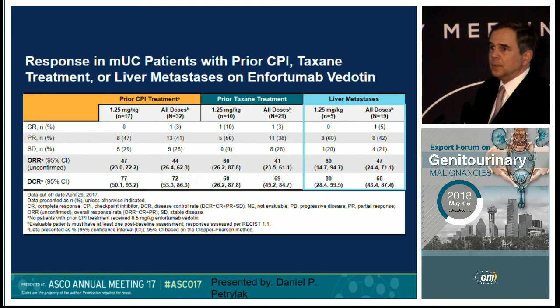Now, interestingly, we have one woman who has now been on treatment for more than 2 years. She presented with hepatic metastases. She is active. She is a real estate agent. She's still working. So it is really possible to maintain an excellent quality of life while you're on this treatment.